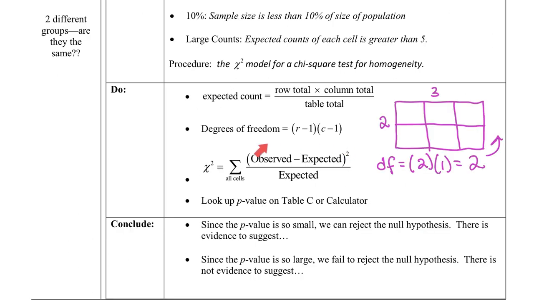Next, we're already familiar with that chi-squared formula: the sum of all the cells of observed minus expected, squared, divided by expected. We've already done that. You can look up the p-value either on a table or a calculator. Once we've got that chi-squared, we could use the chi-squared CDF, or we can just look it up on table C. Since the p-value is so small, we reject, or since this p-value is so large, we fail to reject.